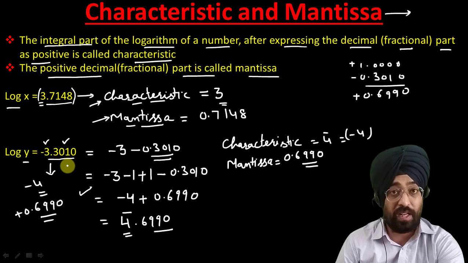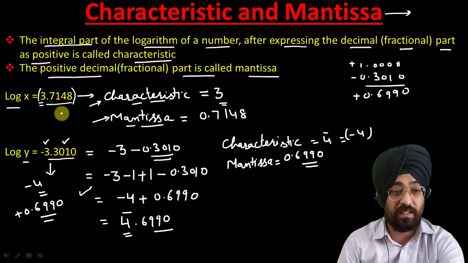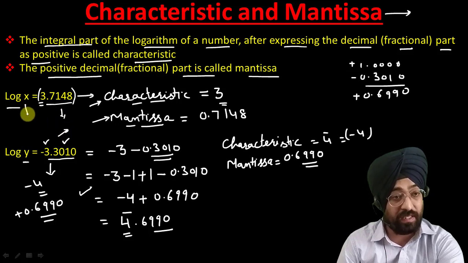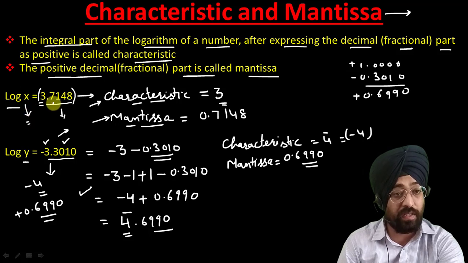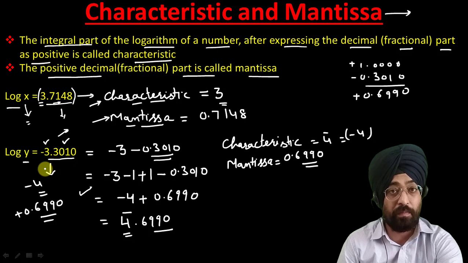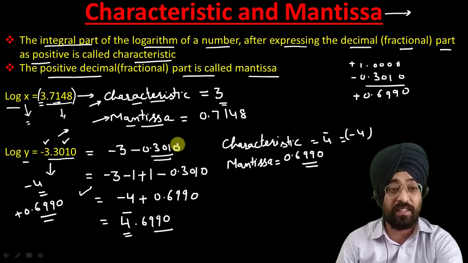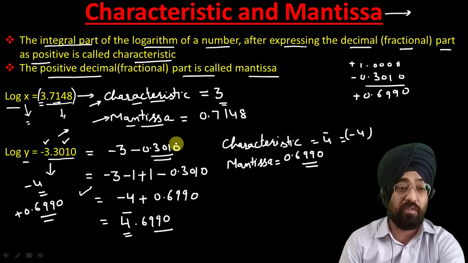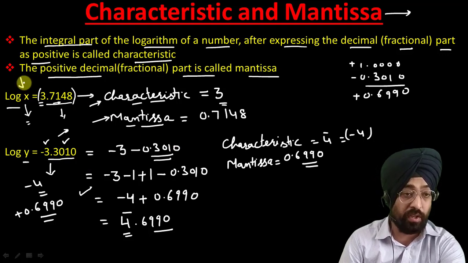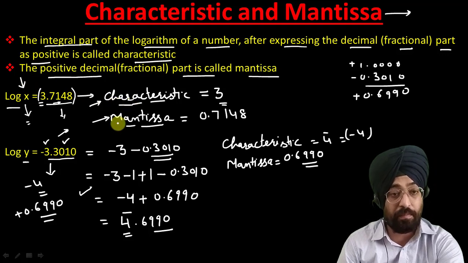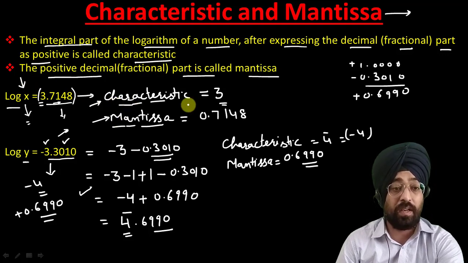And you also have to be very careful that characteristic and mantissa are of the log of a number, not of x. These are not of x, these are of the log of x. So these characteristic and mantissa apply to a number which we get after the log. Now what does it mean? It means that if we have to find the log of any unknown number x, then it will have two parts, characteristic and mantissa.